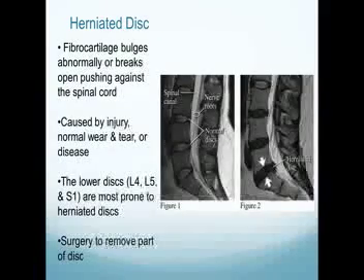The more prone regions of herniation occur in the lumbar region. So the lower discs, L4, L5, and S1, are the most prone to herniation. Now that doesn't mean it doesn't occur elsewhere, but those are sites where we do see it predominantly. What you're looking at here in figure 2, the arrows are pointing at a herniation, and what you see in light gray is the spinal cord, and that's the herniated disc pressing against the spinal cord.